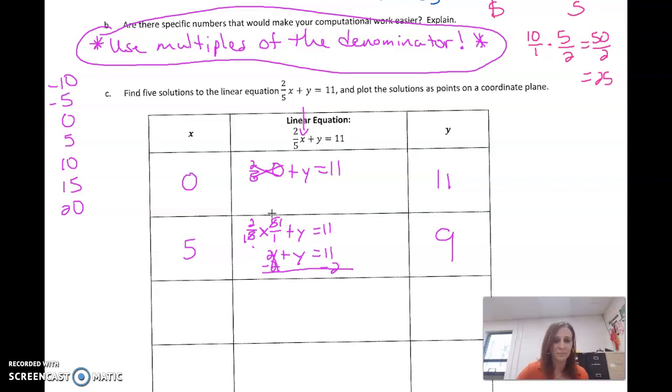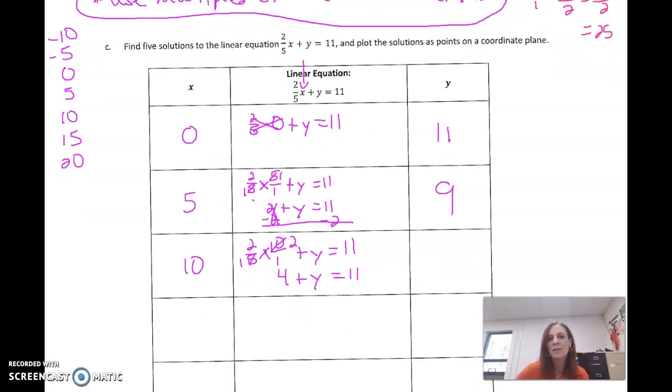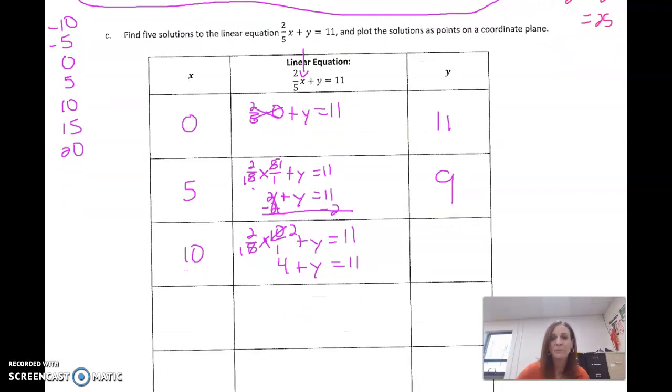Try it with 10. Plug a 10 in here. Go 2/5 times 10, and I'm going to write it as 10 over 1, plus y equals 11. Well, 2 and 2 have no common factors besides 1. 10 and 5 do, though. 5 goes into itself one time, 5 goes into 10 two times. Notice we have 1s on the bottom here, and go 2 times 2, which is 4, plus y equals 11. 4 plus what number equals 11? 7.